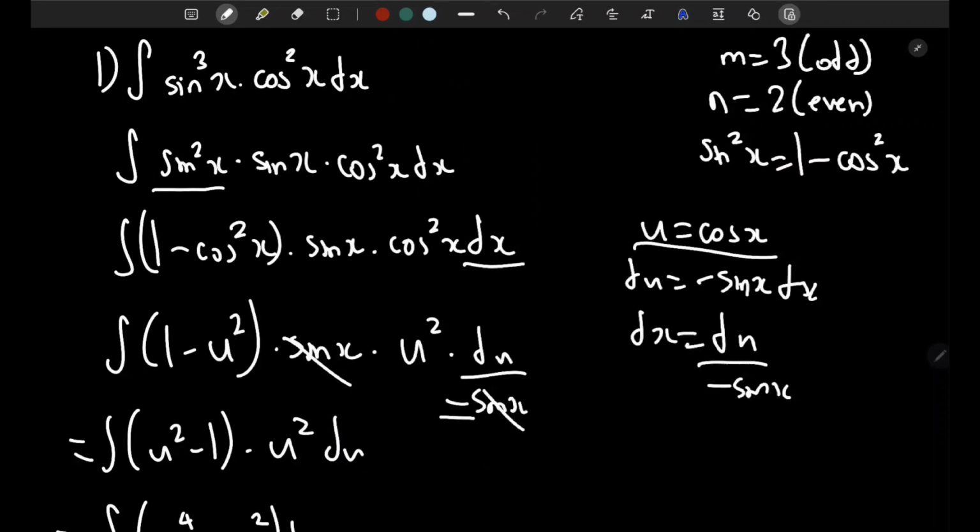And one more thing to keep in mind is that you need to be careful what you choose u as, since if you chose u here as sine x, we won't be able to simplify this equation. So we always pick u as cosine, since we had an extra sine here and we had to cancel this out using du over dx. So that's why. Let's do more examples and it will be easier to understand.